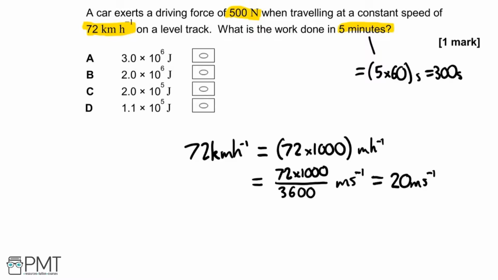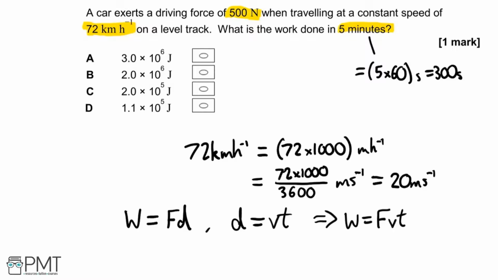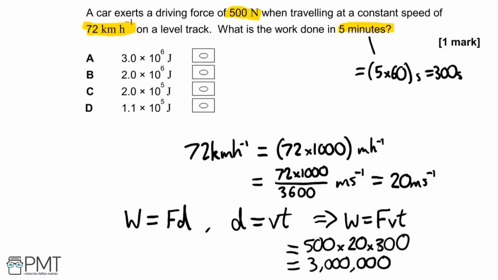Now, we need to work out which equations we can use to get to this energy value. So the first thing I would say is work done, which is the energy value, is equal to force times distance. But the other thing to say is that distance is equal to speed multiplied by time. So if we combine these equations together, what we can say is that actually the work done is equal to the force times the speed times the time. So if we multiply all of those values together, we should end up with 3 million joules, which is 3 times 10 to the 6, which should be answer A.